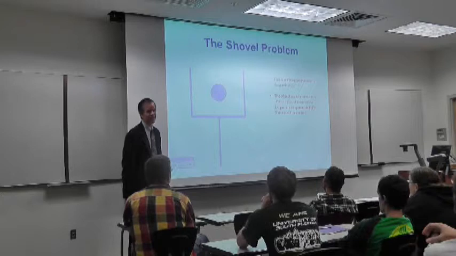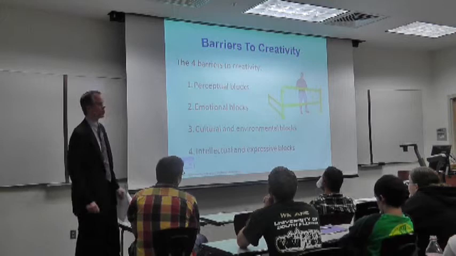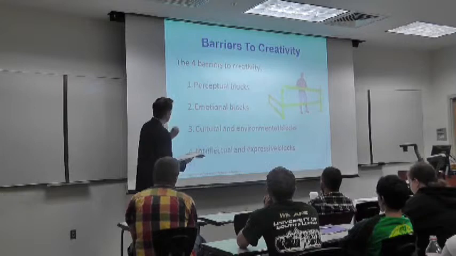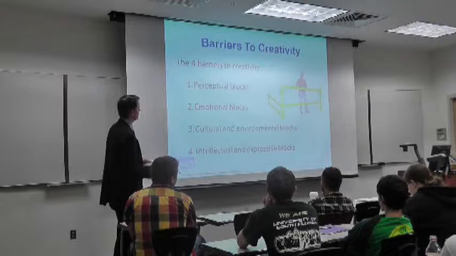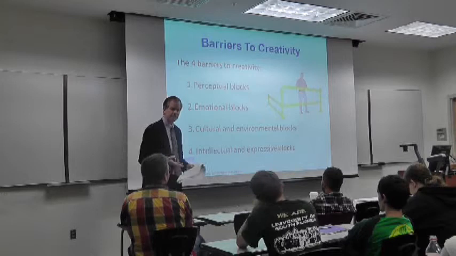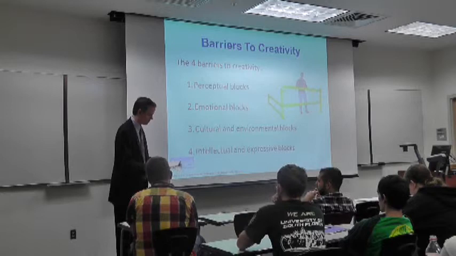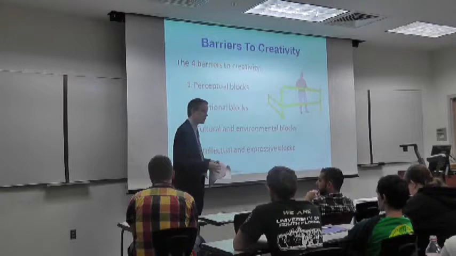All right. So what are the barriers to creativity? What's going to keep you from being as creative as we know that you can be? Well, a bunch of things. One of the things that keeps you from being creative is something called a perceptual block. A perceptual block is when you can't see a problem for what it really is. You've got other things going on upstairs. But generally what happens is you end up putting constraints on a problem, limitations that don't actually exist.